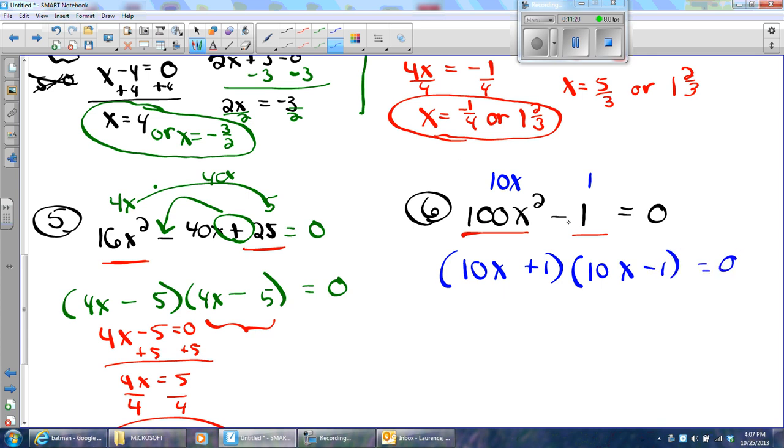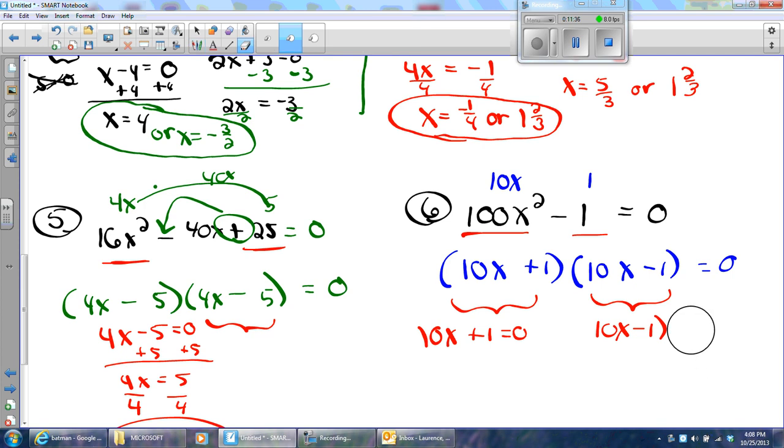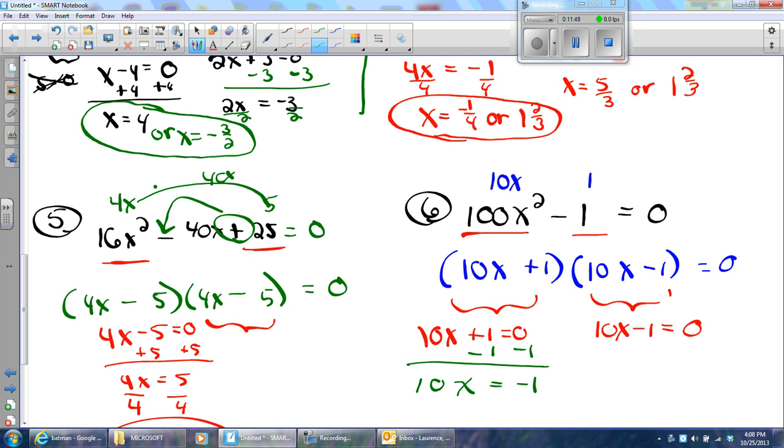Am I going to need to solve two equations on this one? I sure will, because 10x plus 1 is not the same as 10x minus 1. So I'm going to go 10x plus 1 equal to 0. 10x minus 1 equal to 0. I'm going to solve them. Subtract 1, subtract 1. 10x is going to equal -1.